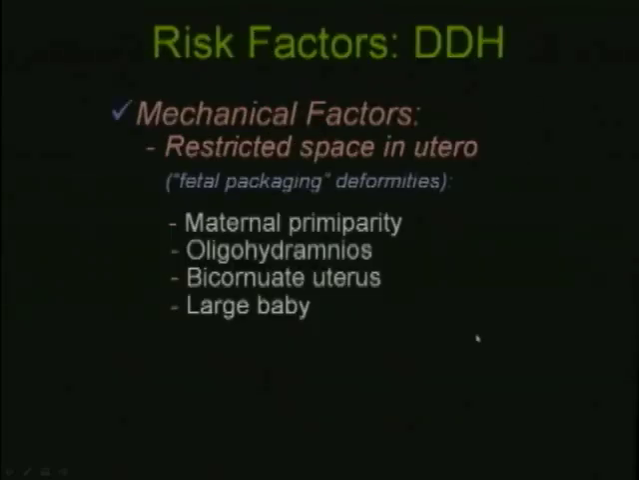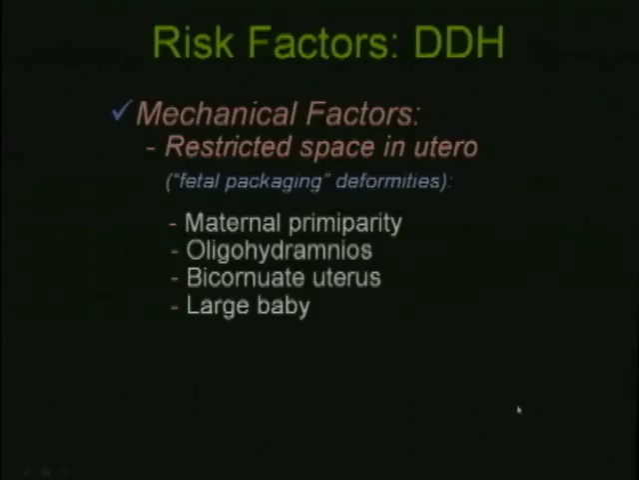Now, there are several risk factors for DDH, and the mechanical factors are usually related to restricted space in utero, the so-called fetal packaging deformities. They are seen when there is maternal primiparity, first baby. Could be that there's less amniotic fluid than normal. Sometimes a baby is growing inside a horn of a bicornuate uterus and the space is quite limited. And if the baby is extremely large, there may be a problem with a packaging deformity.